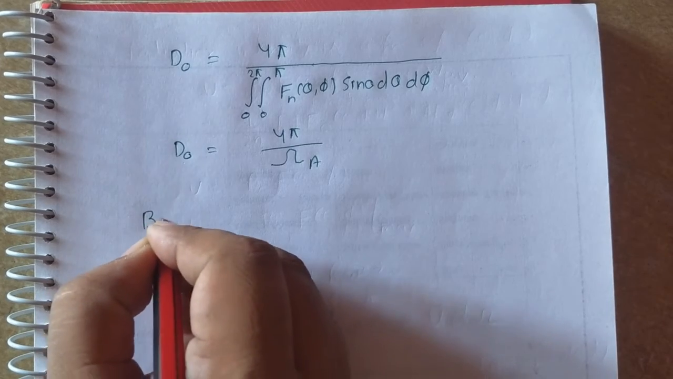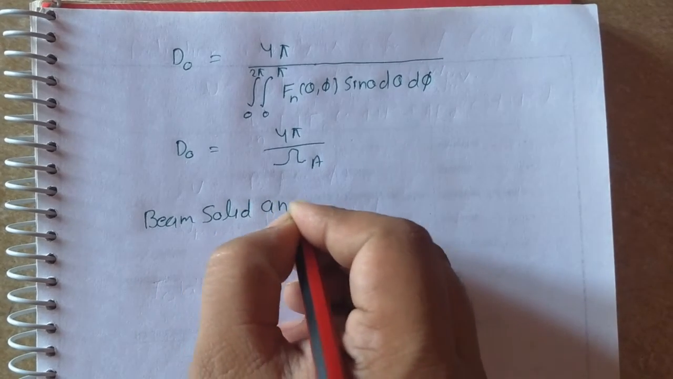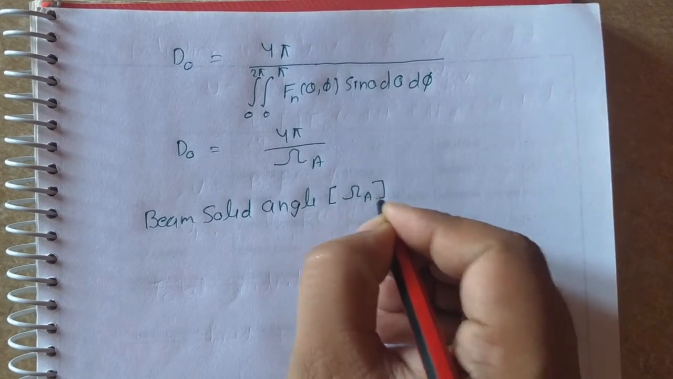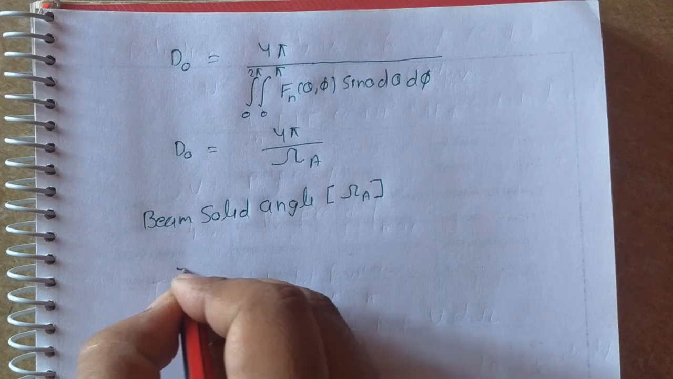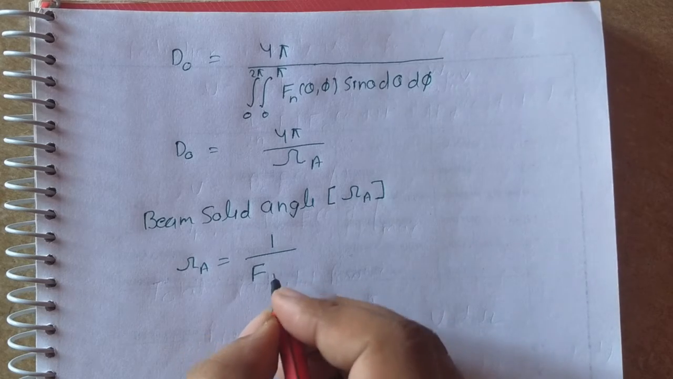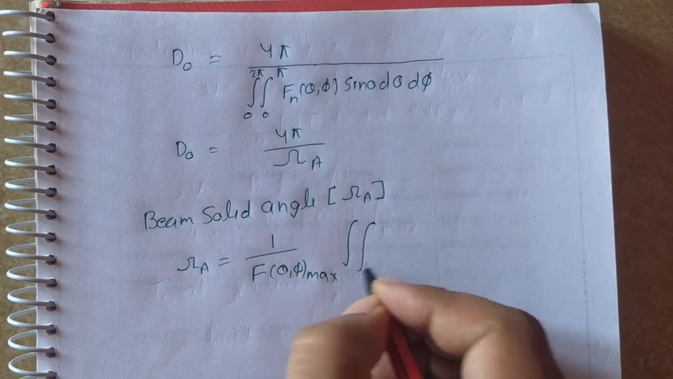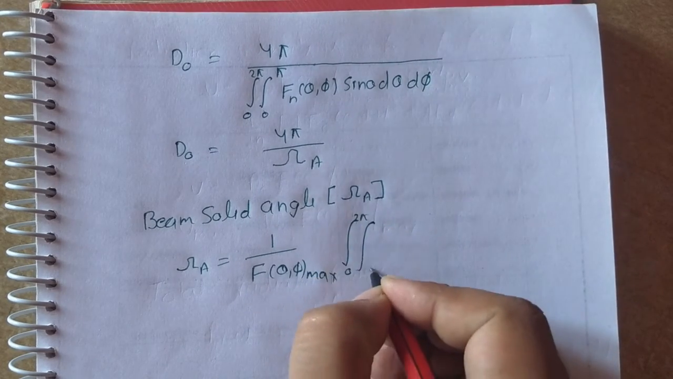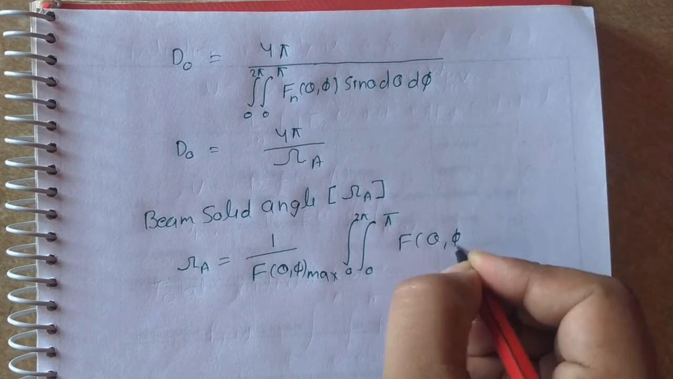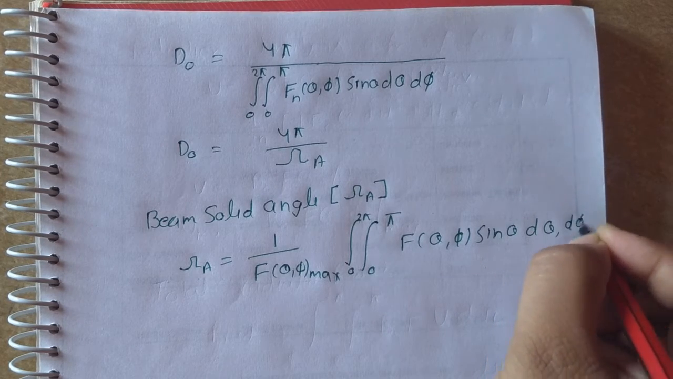Okay, beam solid angle. This quantity is the beam solid angle. Here omega A equal to 1 divided by F(theta, phi) max, double integral 0 to 2 pi and 0 to pi, F(theta, phi) sin theta d theta d phi.